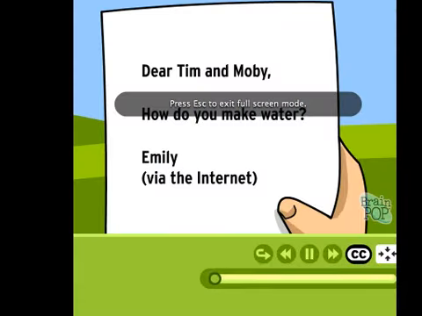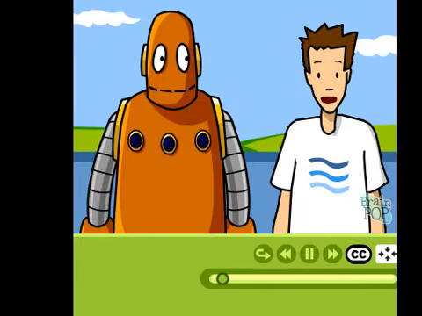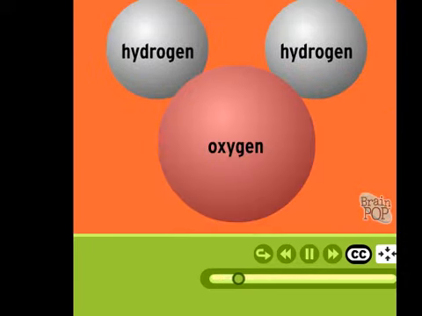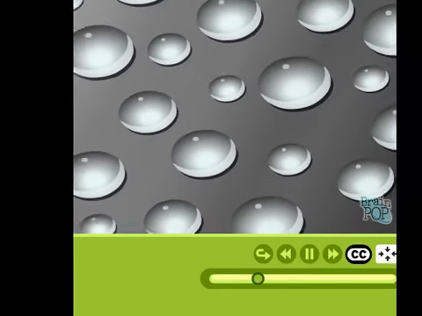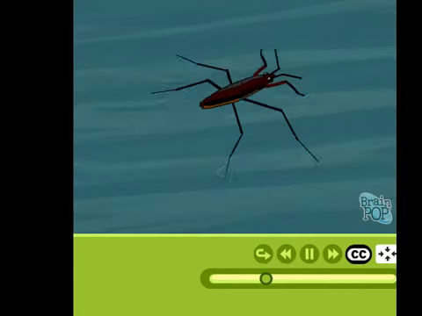Dear Tim and Moby, how do you make water? From Emily. In its pure form, water is a chemical compound made from 2 different elements, hydrogen and oxygen. The positively charged hydrogen atoms bond to the negatively charged oxygen atom to form H2O. Each water molecule ends up with a slight negative charge on one side and a positive charge on the other. This makes water kind of sticky. Water's stickiness is what makes the molecules clump together into round drops. It's also the reason for the skin or surface tension that forms on the surface of water.